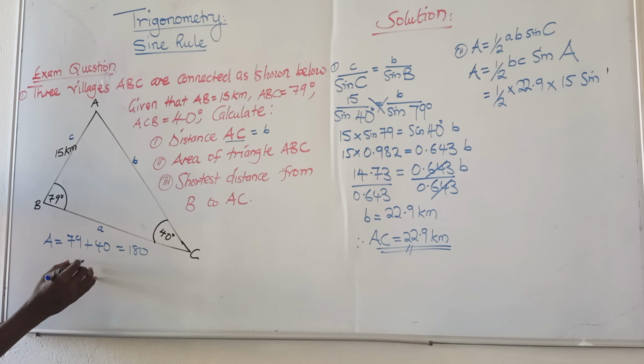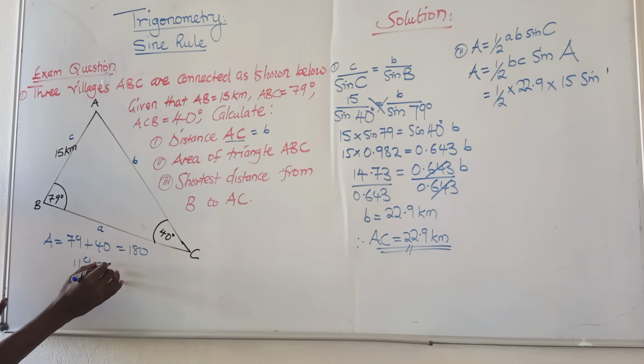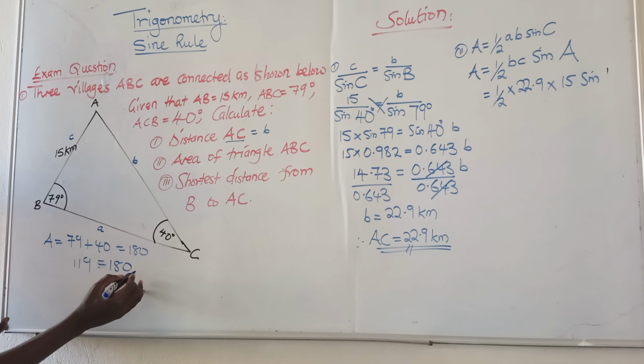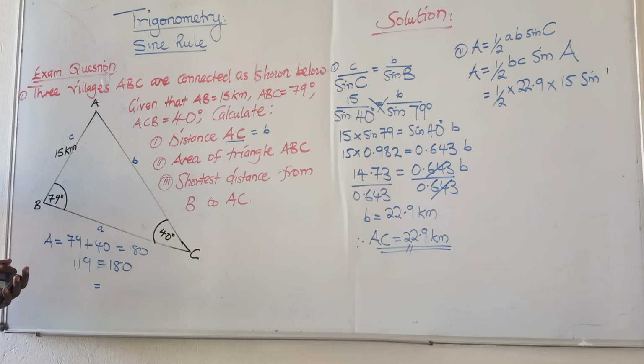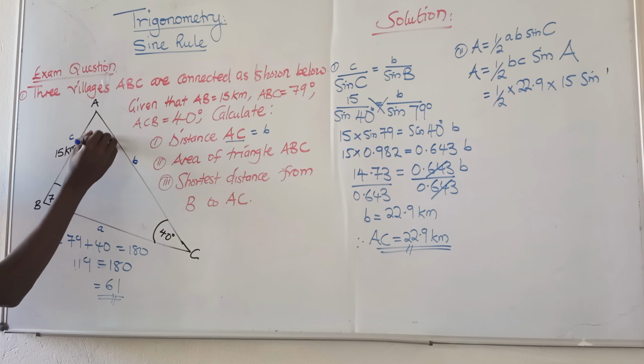119. So 119 equals, when this comes to the other side, we subtract. So from 180 we take away 119, it will be 61. So the angle here is 61 degrees. So therefore, here we are going to say sine 61 degrees.